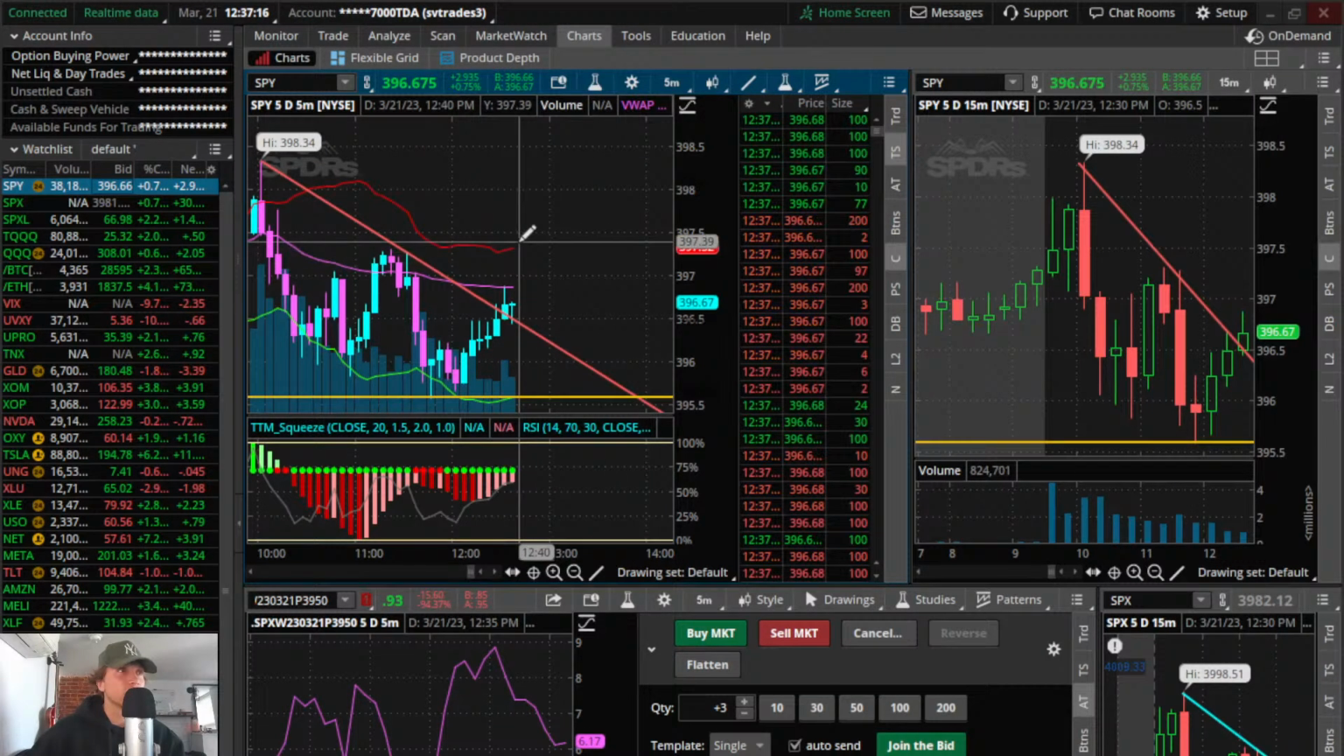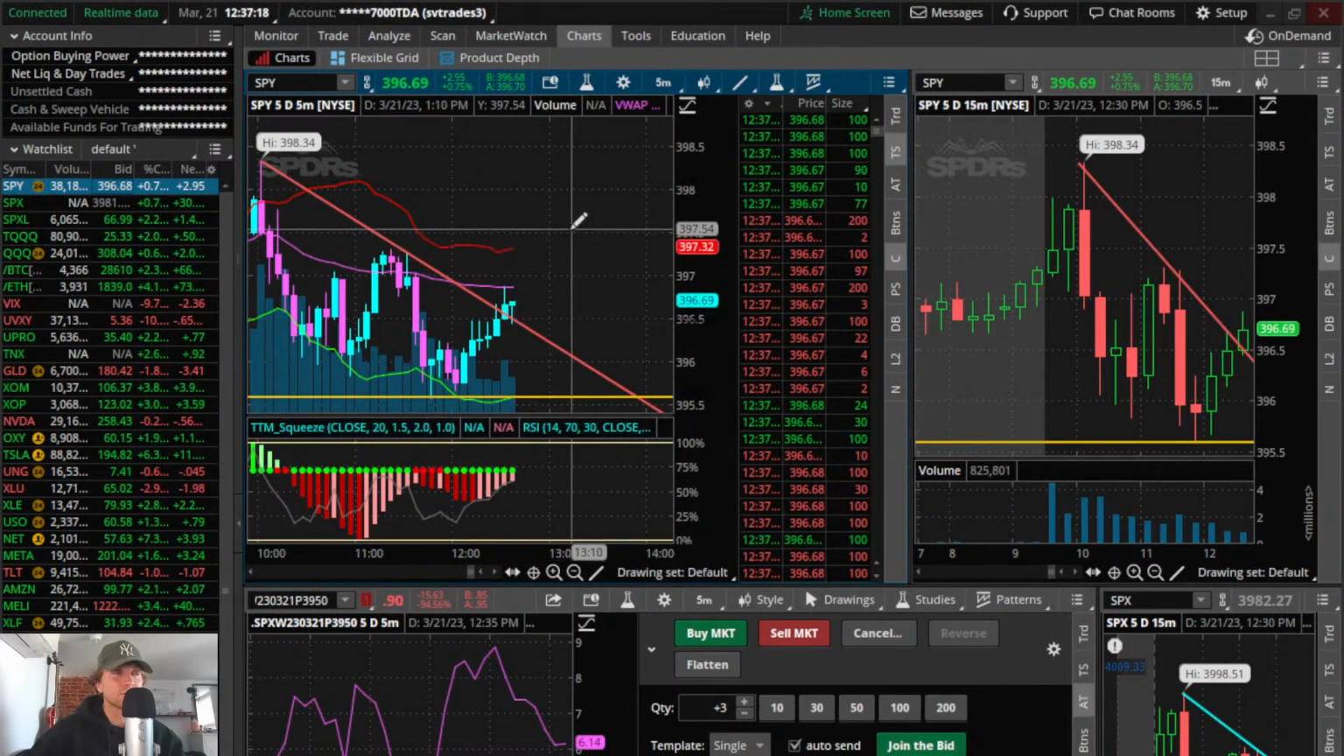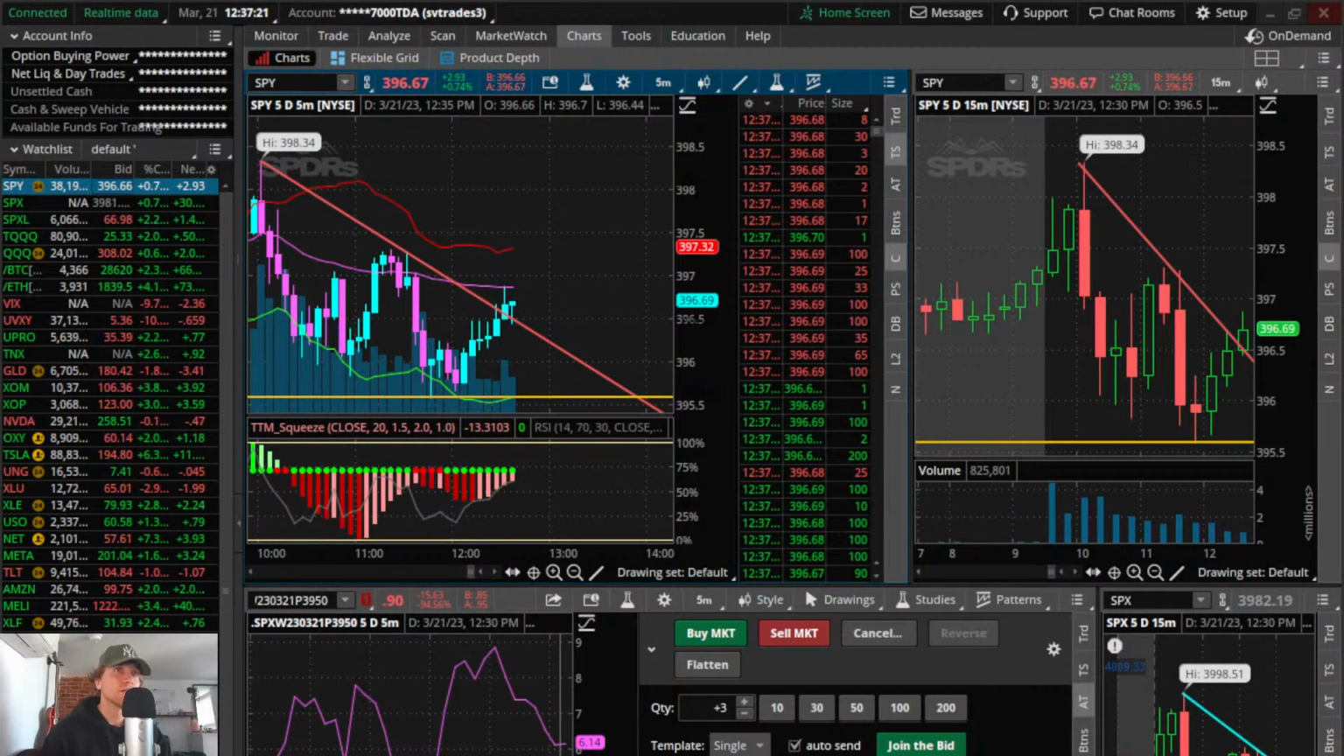The reason that this might not work is because this Bollinger Band is now starting to expand, and it looks pretty weak. So looks like we're going to be down 150 on the day.